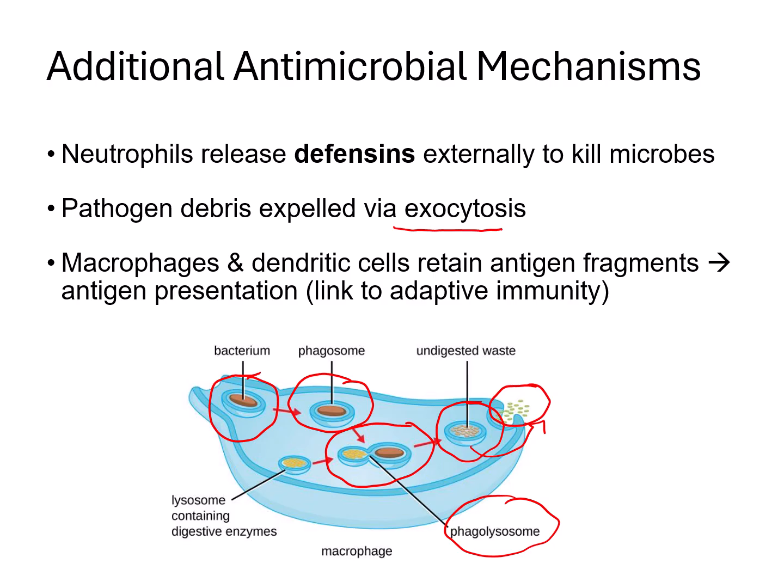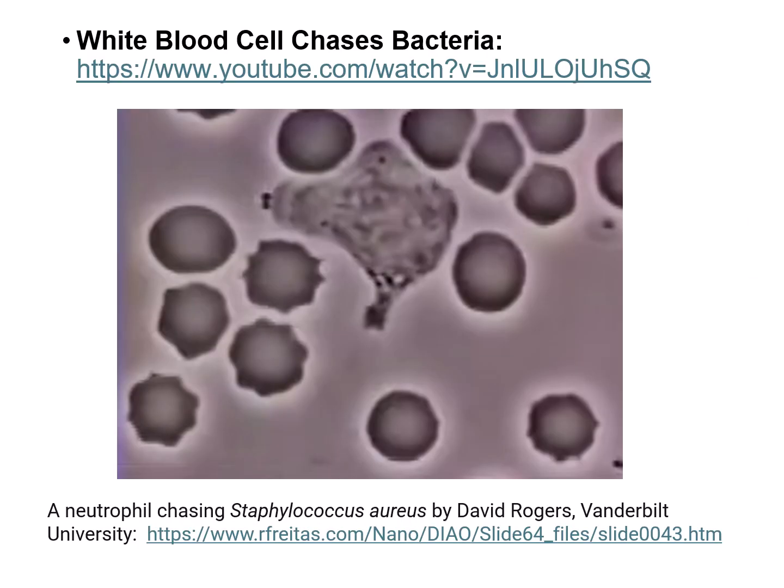At the same time, neutrophils can also release defensins externally to kill microbes in the tissues. We also have macrophages and dendritic cells that are going to keep some of these microbial antigen fragments for antigen presentation, and that's going to help link the innate and adaptive immune systems we're going to talk more about in Chapter 18.